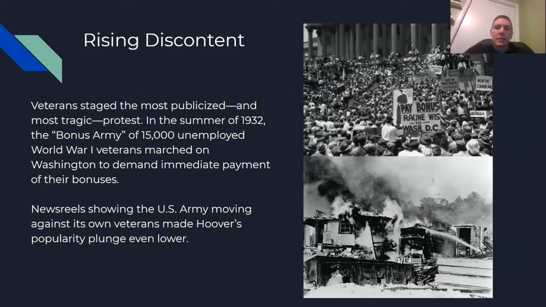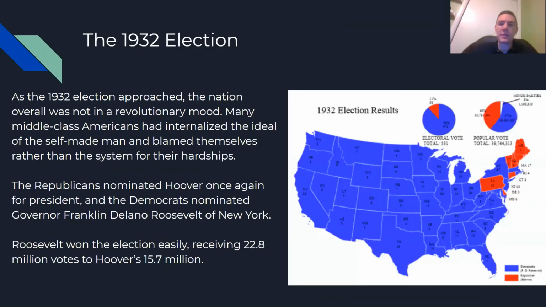The final nail in the coffin for Hoover was the Bonus Army, where thousands of World War I veterans came to the United States Capitol to demand their bonus, their retirement money. However, Congress said no, and then the Army, sent out by Hoover, basically forced the veterans to leave, which made people's dislike of Hoover grow. So in 1932, Hoover lost in the landslide election to Franklin D.